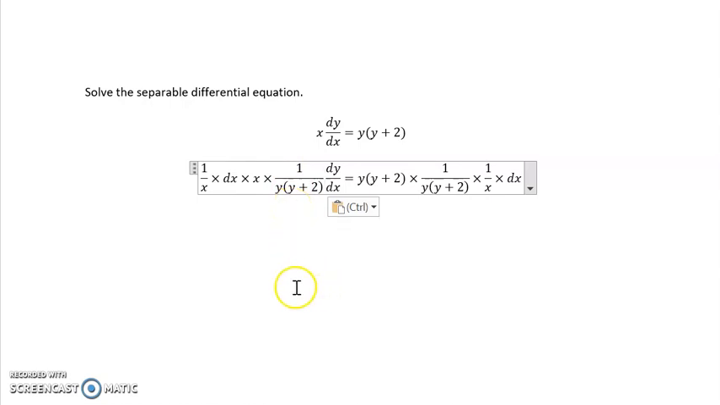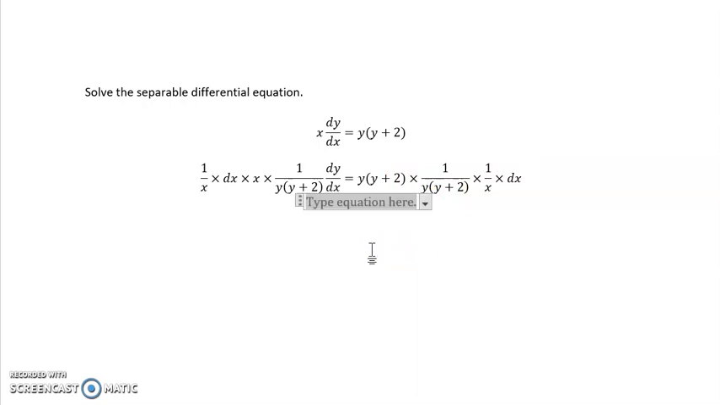Okay, and so now we can cancel. So the x cancels with the x, and over here we're just left with 1 over x and dx. The dx cancels with the dx, and then over here the y and the y plus 2 cancel, and we're left with 1 over y plus 2 dy. And on this side, 1 over x dx, after simplifying.